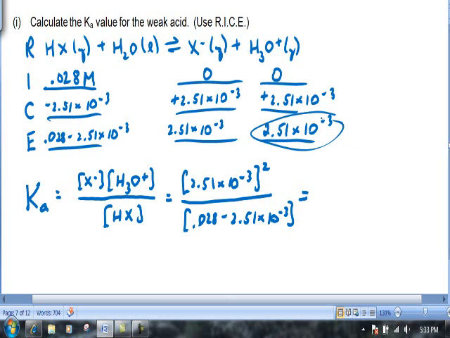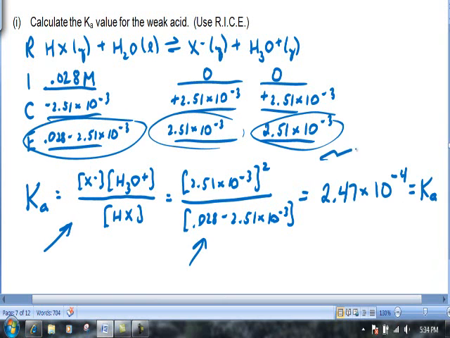Using our at-equilibrium values and our Ka expression for our weak acid, we can substitute in the equilibrium values and now calculate our Ka value. Calculating, we get 2.47 times 10 to the negative fourth for the Ka value of this weak acid based on the data we've collected.